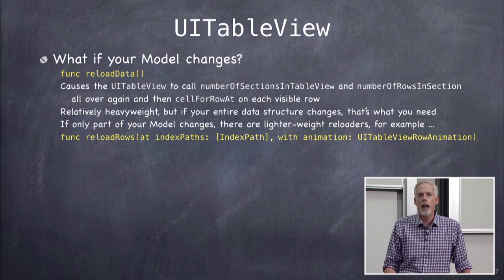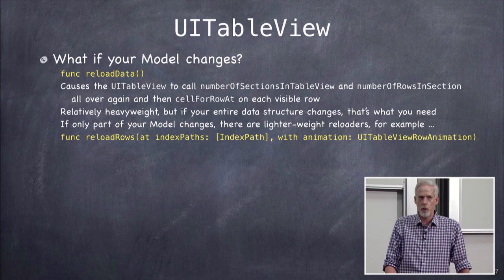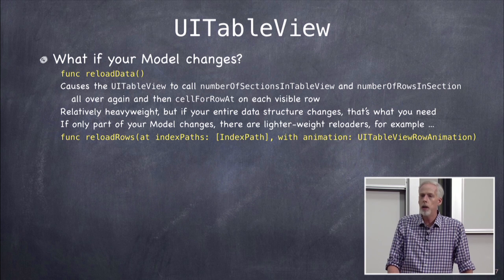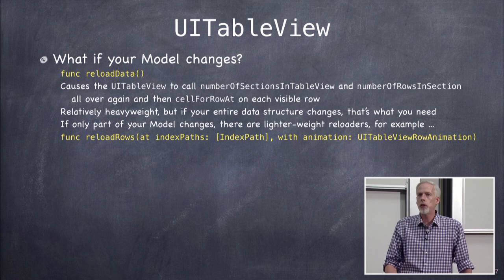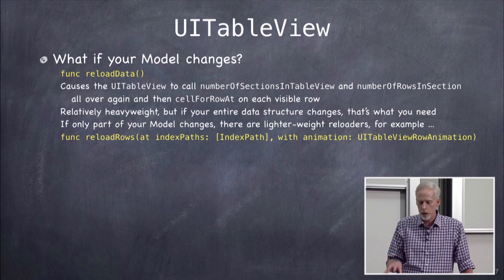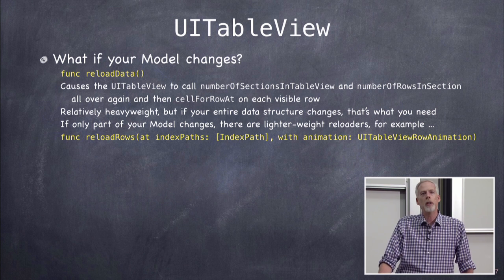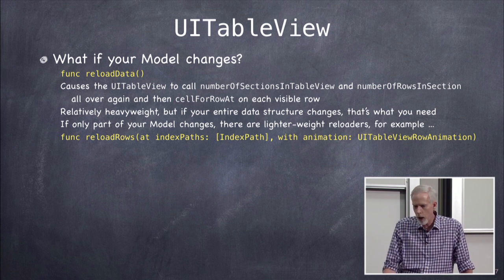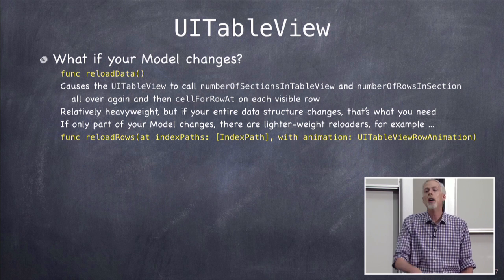If you change your model in any way that would change the number of sections and rows, or even the display of a row, you need to tell the table view. So just always think about that when you're writing table view code. Change my model, tell the table view. Right away. You want to tell the table view right away. And change your model first, then tell your table view.